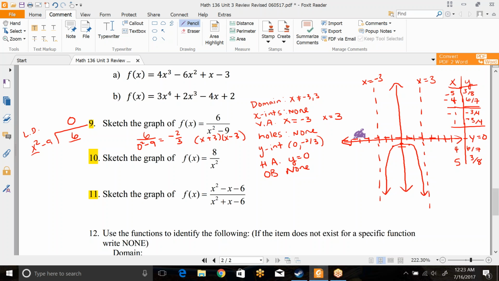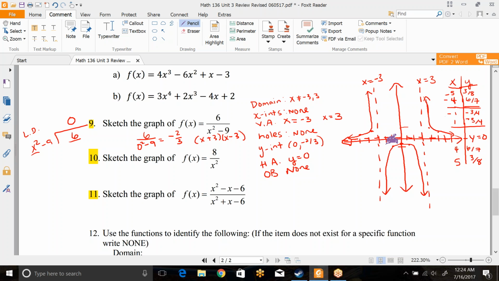We need to do our left section. So -4, 6/7. I'm going to put a mark here. That's about right there. And -5, 3/8 is a little less than half. So it looks like these are being bound by these 2 dashed lines. And then on the right side of this other vertical asymptote, we have 4, 6/7, and then 5, 3/8. So you get kind of this matching symmetry over here.